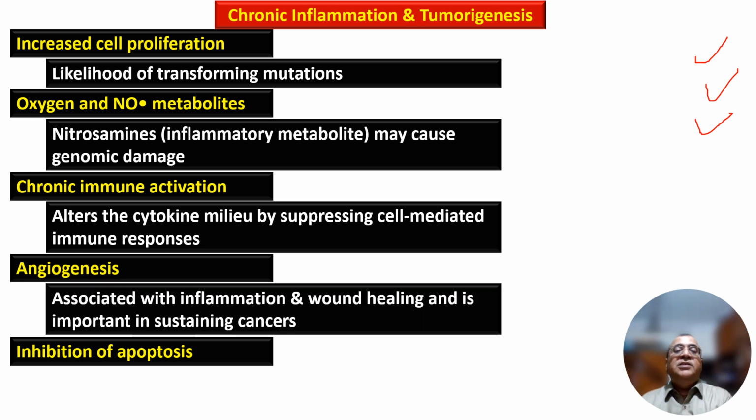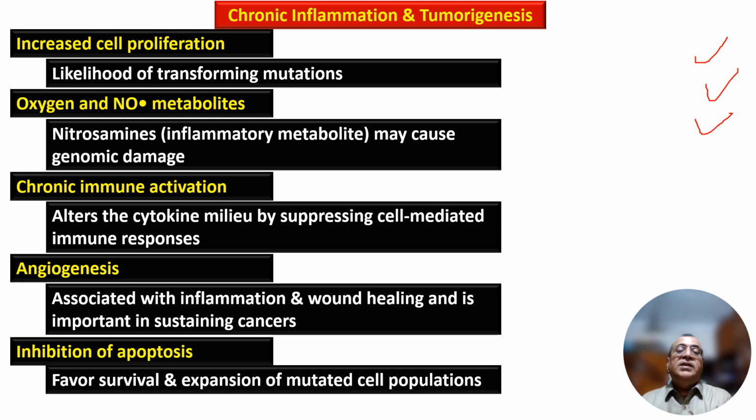Then there is angiogenesis in chronic inflammation. More new blood vessels are formed. There is an increased number of new blood vessels that support the tumor growth. And finally, there is inhibition of apoptosis, and when apoptosis is inhibited, it allows mutated cells to persist and proliferate. Thereby, they promote malignancy.